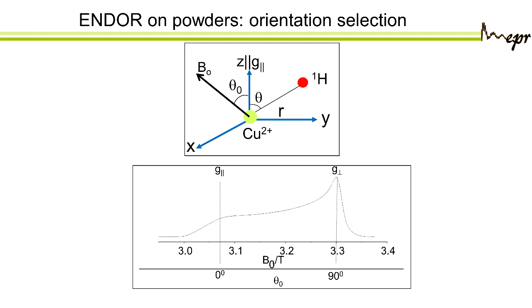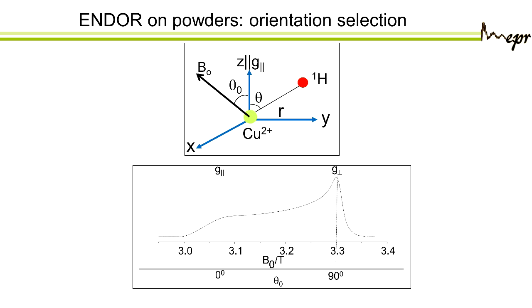Okay, so when we go for powders, you remember we talked yesterday about orientation selection. So now if we take this, let's say, azurin, so frozen solution, we will have this very broad pattern that we've seen before. Again, we have the same structure here, but now you see that the direction of the bond to the proton does not coincide with the direction of g parallel or perpendicular.